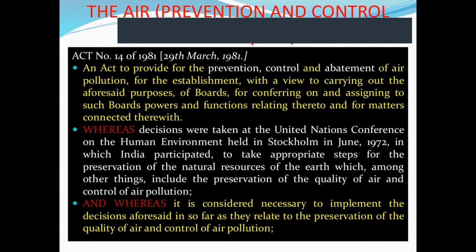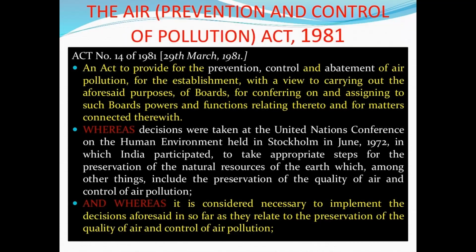The Air Prevention and Control of Pollution Act 1981. An act to provide for the prevention, control and abatement of air pollution, for the establishment, with a view to carrying out the aforesaid purposes, of boards, for conferring on and assigning to such boards powers and functions relating thereto and for matters connected therewith. So what is the purpose of this act? The basic purpose is the control and prevention measures, the controlling methods, and the basic measures that should be followed by the people.